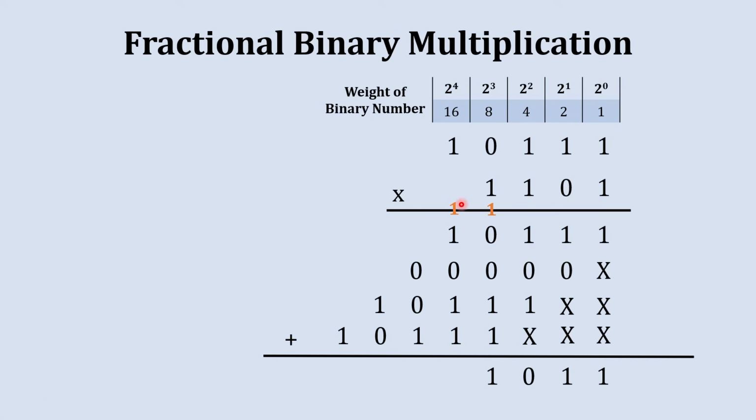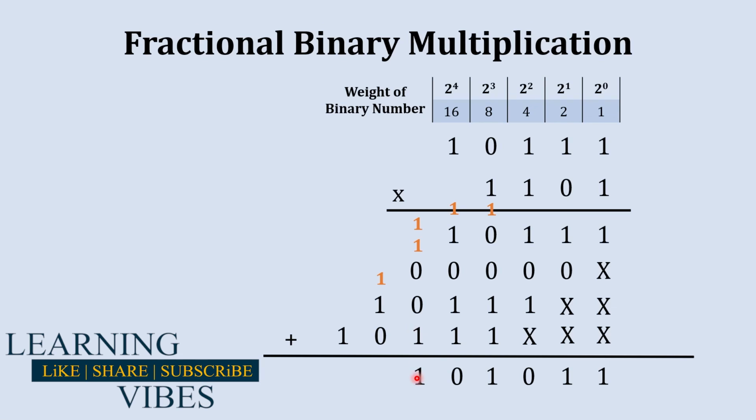Now I'll jump to the next column. Now here 1 plus 1, the sum will be 0 and carries 1 to the next column. Now this 0 plus this 1 gives us 1. And this 1 plus this 1 gives us 0 in summation and carry will be 1 to the next column. So we'll write 0 over here and carry 1 over here. Now we'll do summation of this column. 1 plus 1, the sum will be 0 and carries 1 to the next column. Now that 0 and this 1 gives us 1 in summation.